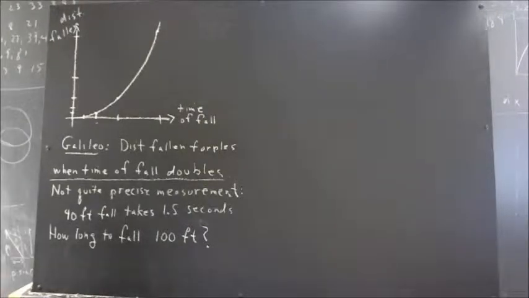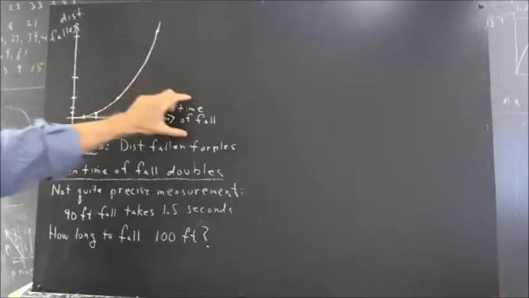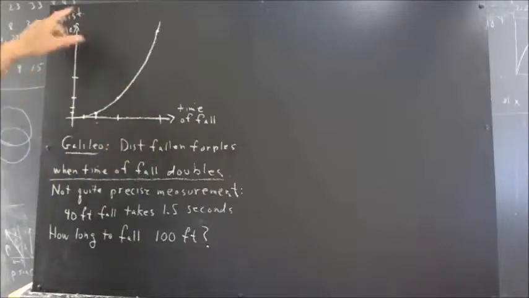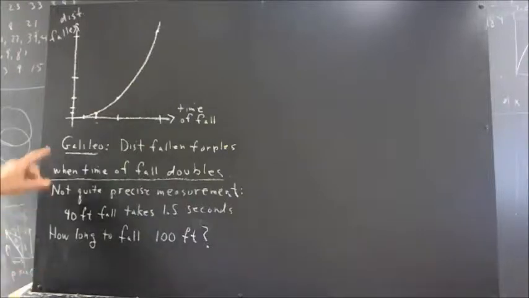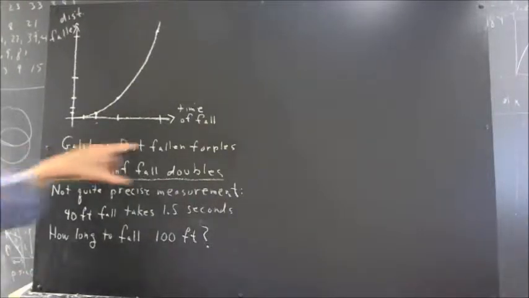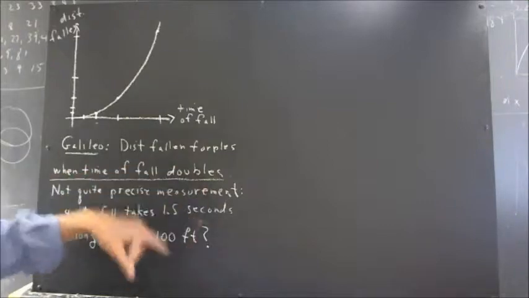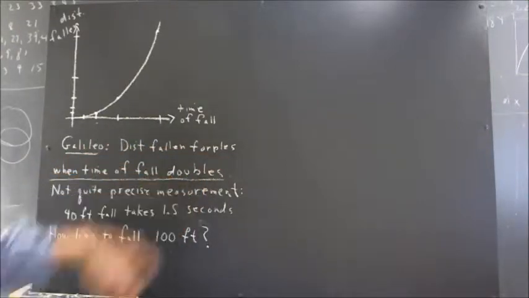Okay, another example of a forpling situation, and we actually in the course have talked about methods that could be used to derive the fact that distance fallen is going to forple if the time of fall doubles. We haven't actually done that, but that is what we would get. Now, Galileo was the first to really sort of establish this. He didn't exactly state it this way: the distance of fall forples when the time of fall doubles.